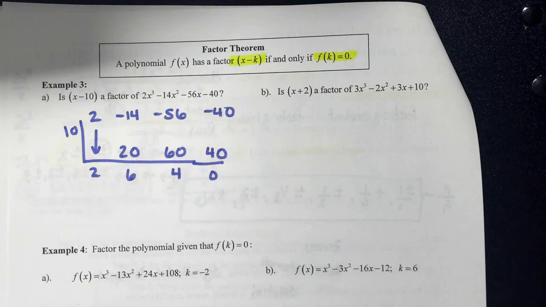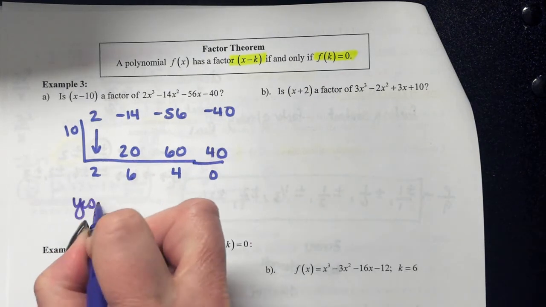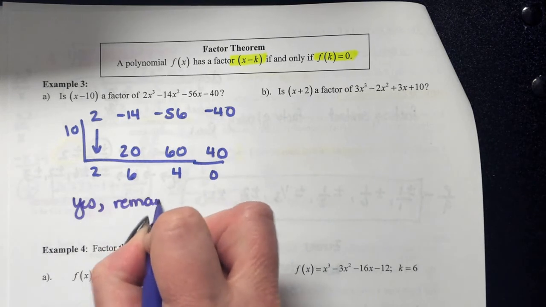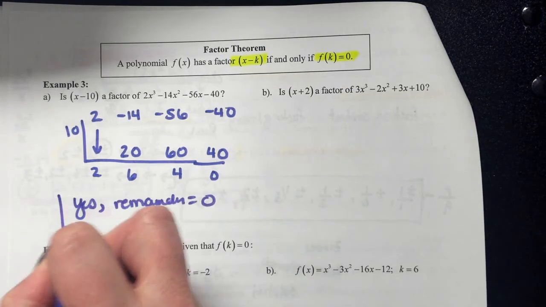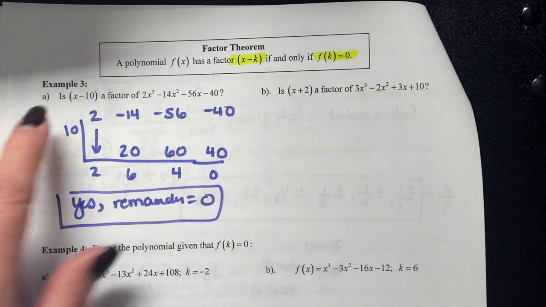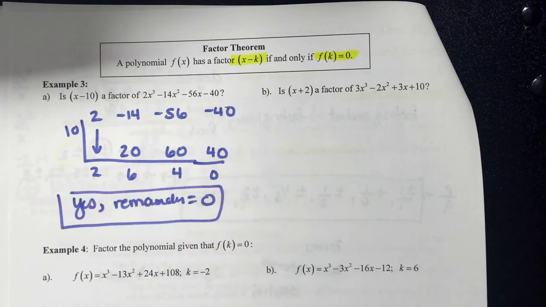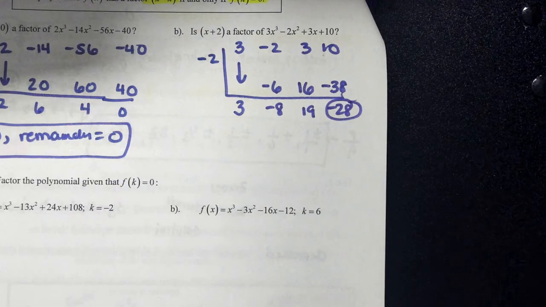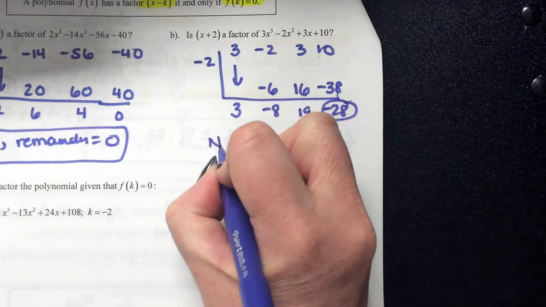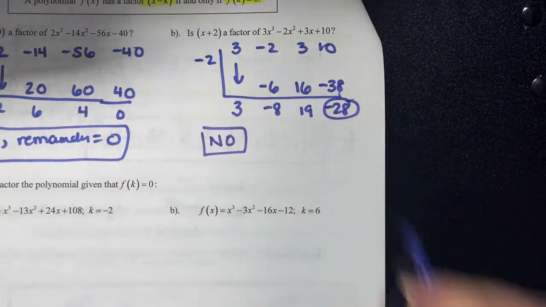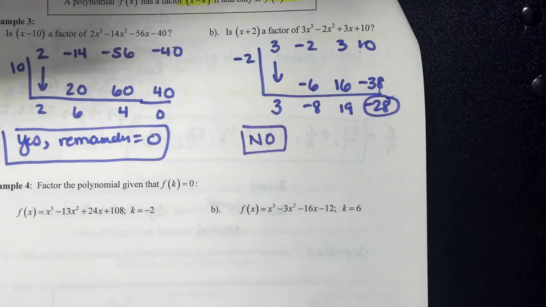Is x minus 10 a factor? Yes. And again, the reason why is because the remainder is equal to 0. Any questions on how you know whether or not a polynomial is a factor of another polynomial? Go ahead and try B for me. The remainder is not equal to 0. Any questions on how you recognize a factor?